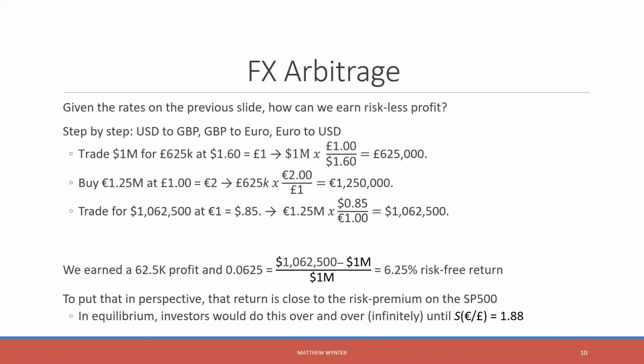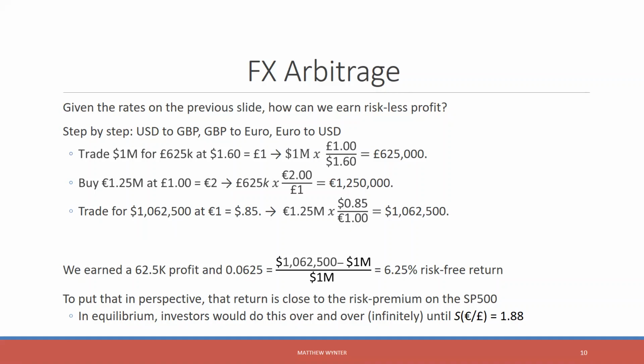We earned 60,000 plus profit doing nothing. All we've done is go from one currency to another. We haven't made any real investment decisions. There's no risk involved in this because, again, these are exchange rates, so we can always go in and out of these.